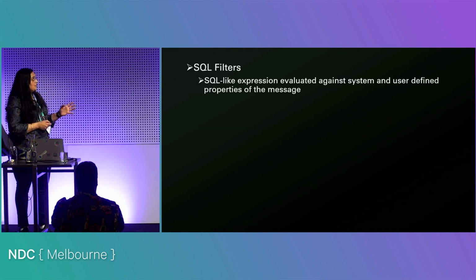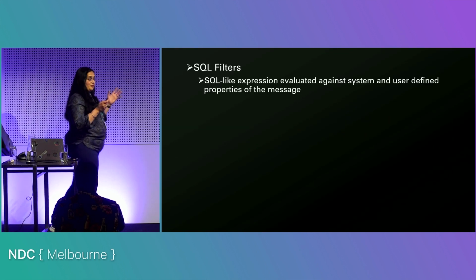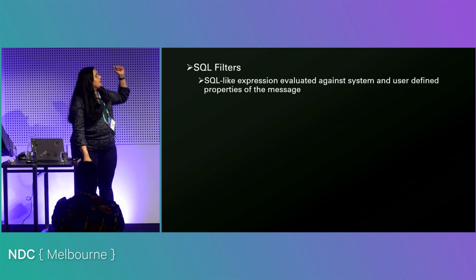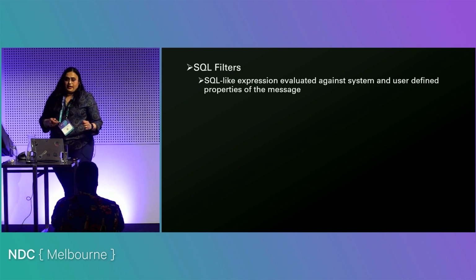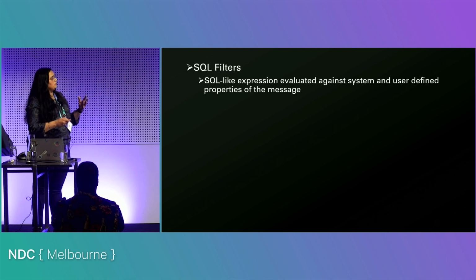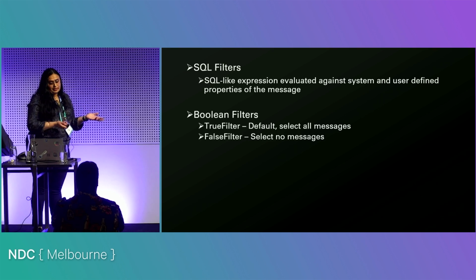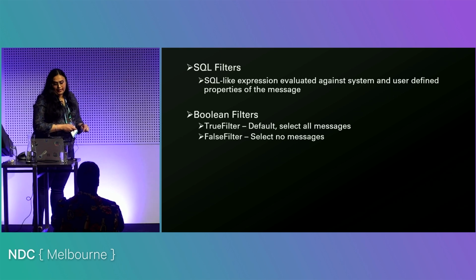And when it comes to the filters, they are a little bit more expansive than what we saw in SQS, because you can have SQL filters, where it uses a SQL-like expression against user-defined and system-defined properties. You can have Boolean filters. You have the true filter, which selects in everything, which is the default. You can have false filter as well. I think I have a use case for it. For example, if you want to extend your system but still not ready to receive messages, you can use the false filter. That's the only thing I could think of, so I'm just putting it out there.